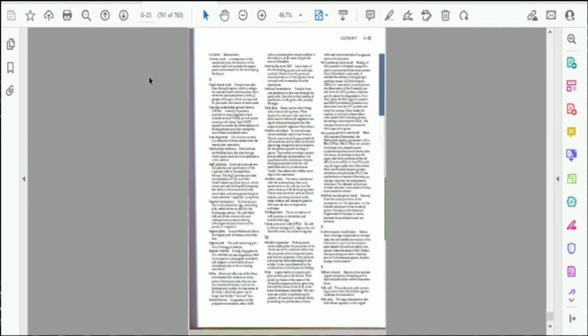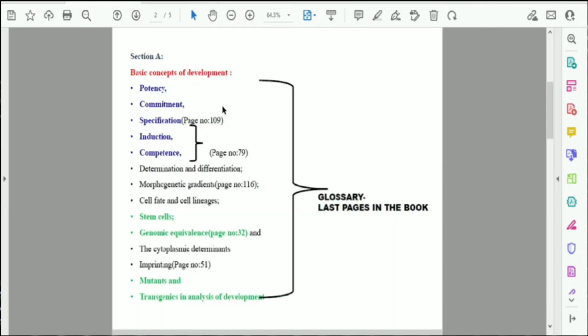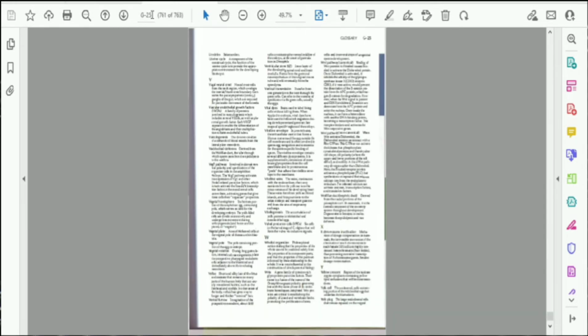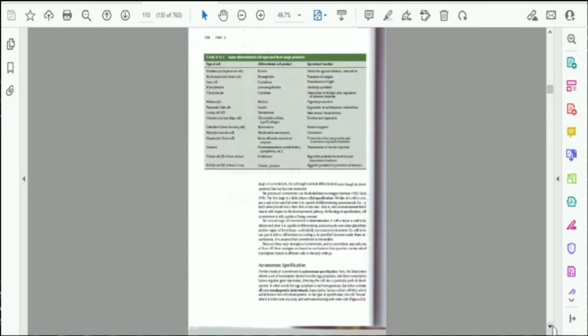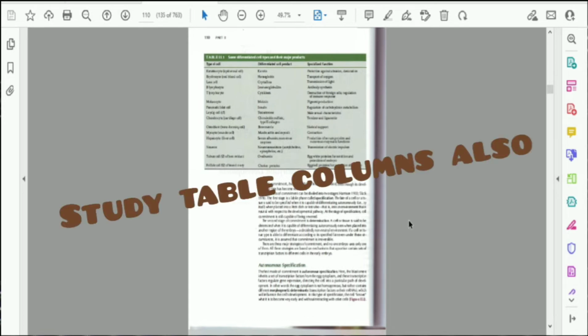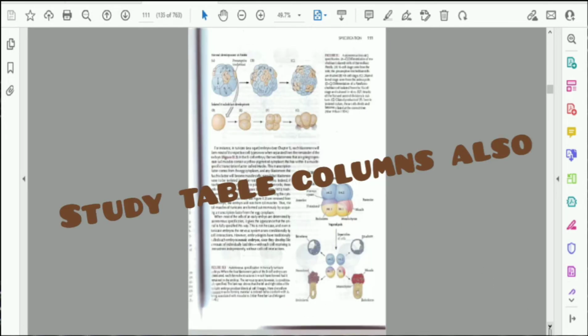Okay, so the next thing is that specification is an important topic, and it is given on page number 109. So this is specification, and commitment, everything is much more important. And don't leave these tabulated columns, because these are easy to memorize. You better take and write down this table in your notebook.